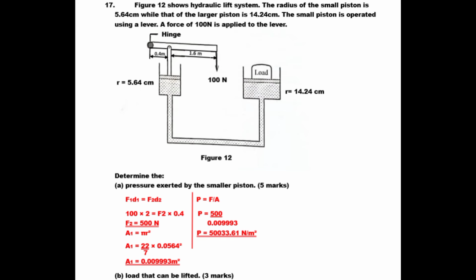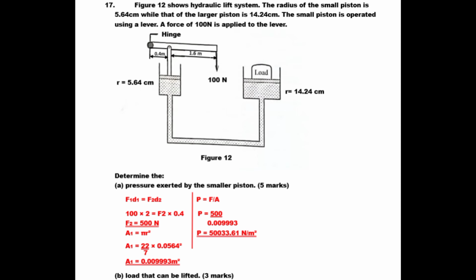You can see the effort applied, 100 Newton. Radius of the larger piston, 14.24 centimeters. Radius of the smaller piston, 5.64 centimeters. And then you are told to determine A, the pressure exerted by the smaller piston. That means first we need to get the force acting on the small piston, whose radius is 5.64 centimeters.